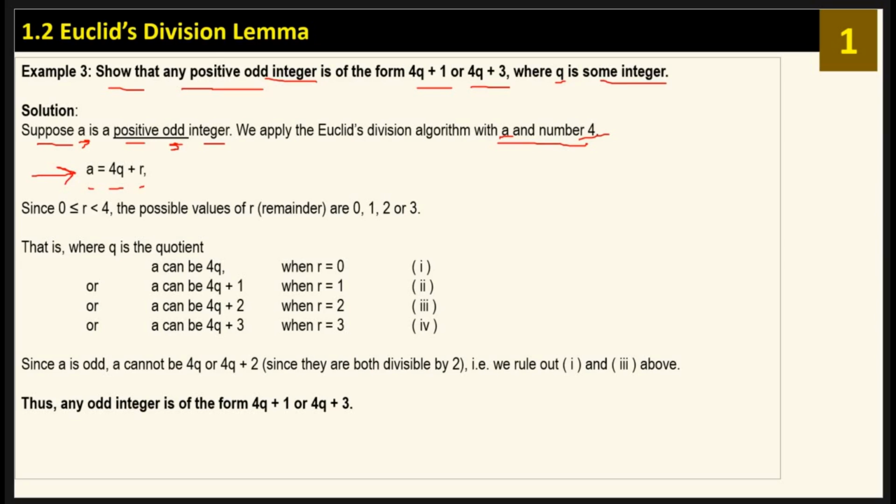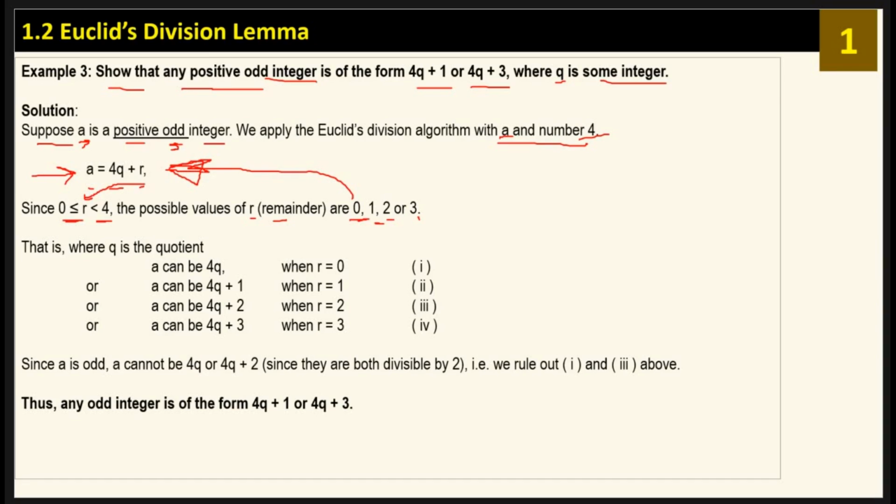Now the lemma states that the remainder r has to be between 0 and 4, that is 0 is less than or equal to r and r is less than 4. So this implies that the values the remainder r can get are either 0 or 1 or 2 or 3. So now let's place all these values of r into our equation here.